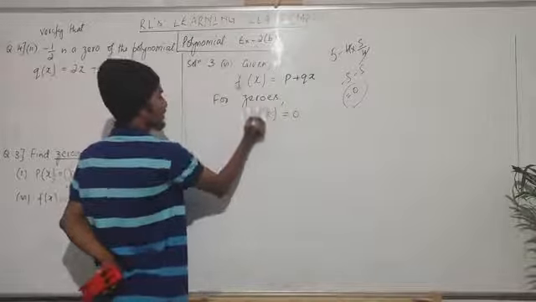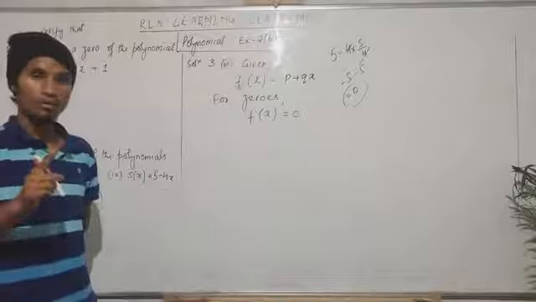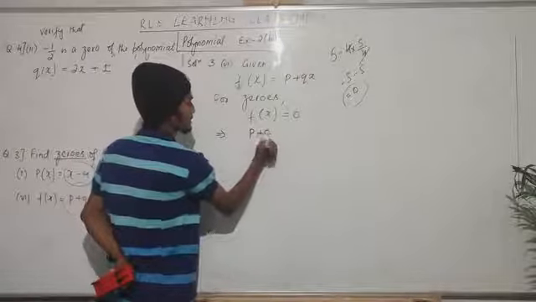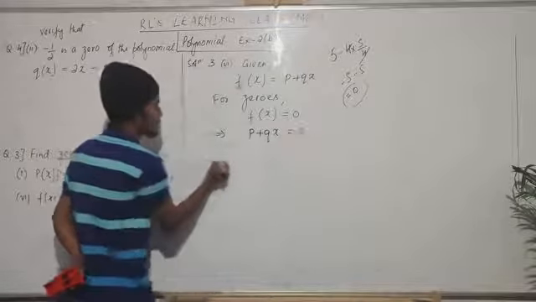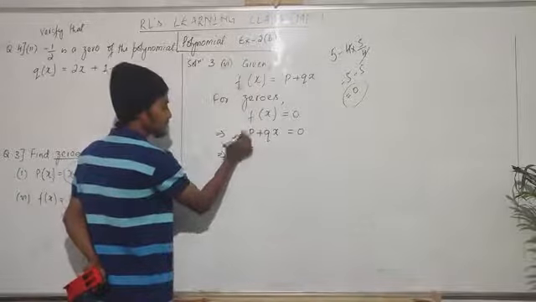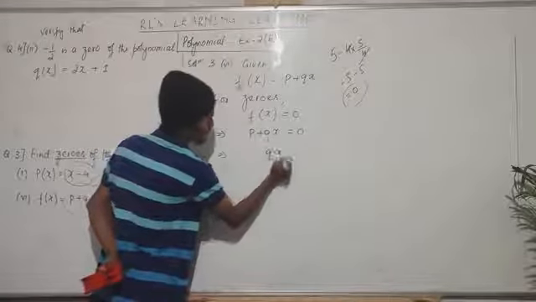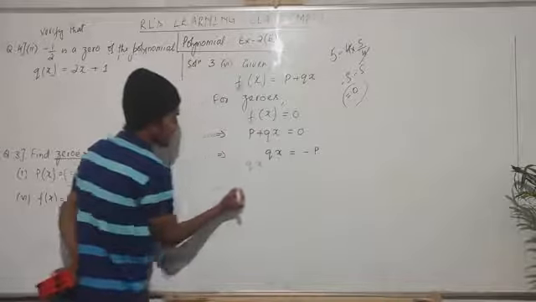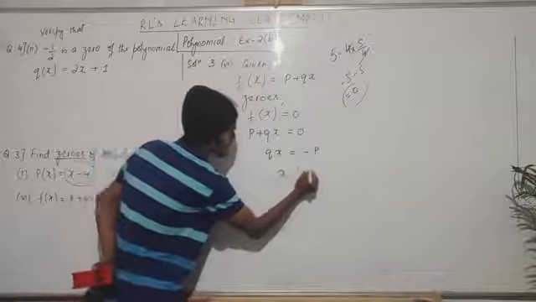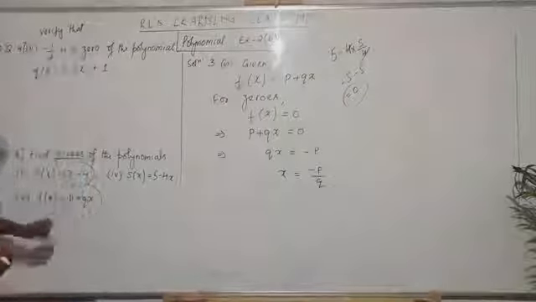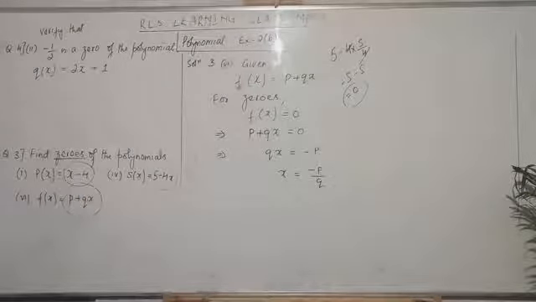Then again we write for zeros f of x, everything should be 0. Then here we get p plus qx equal to 0. Then this plus p, I change to minus. Then we get qx equal to minus p. Then we get x is equal to minus p by q. Now this will be the zero of this equation. Okay, now these are very simple.